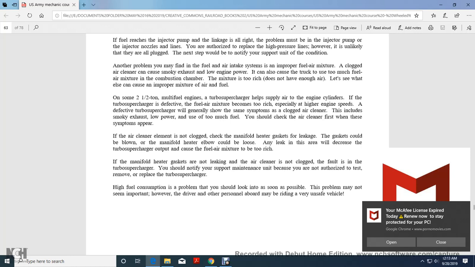Then you should check the air cleaner first to see which of these symptoms appear. If the air cleaner element is not clogged, check the manifold heater gaskets for leakage. The gases could be blown out. The manifold heater elbow could be loose. Any leak within the area will decrease the turbo supercharger output.